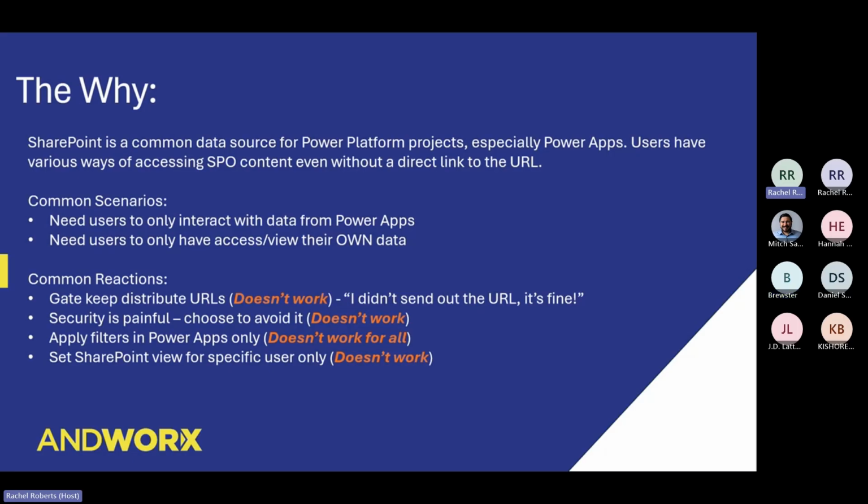Some common reactions that I've heard over the years when I personally have brought up SharePoint security is, well, we'll just not send out the URL. It's fine. It'll be fine. It's not fine. Or people think security is painful, so they just want to avoid it. That's a common thing. People think that they can just apply filters in Power Apps. And that might work in some tenants, but not in all. And I'll show you a demo of what I'm talking about there. And then some people think you can just set the SharePoint view and then that works. But if you're familiar with SharePoint, you know that they can just easily change the view. So that's obviously not a solution either.